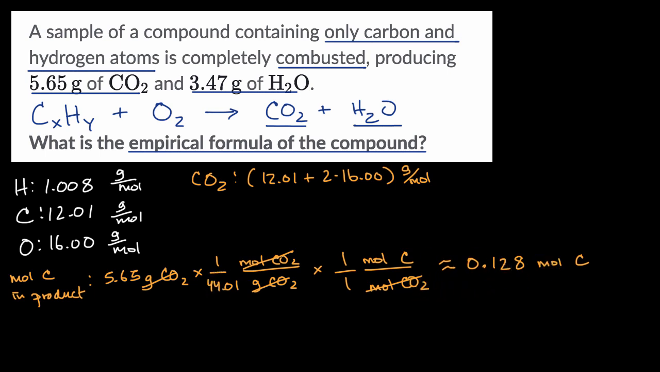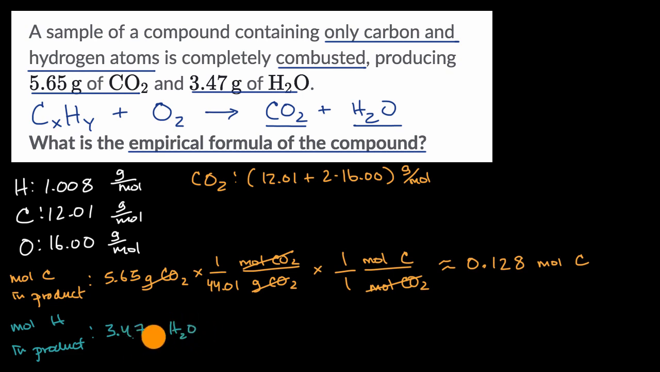And now let's do the same for hydrogen. So let's think about moles of hydrogen in the product. It's going to be the same exercise. And if you're so inspired, and if you didn't calculate in the beginning, I encourage you to try to do this part on your own. All right. So all of the hydrogen is in the water, and we know that we have in our product 3.47 grams of H2O.